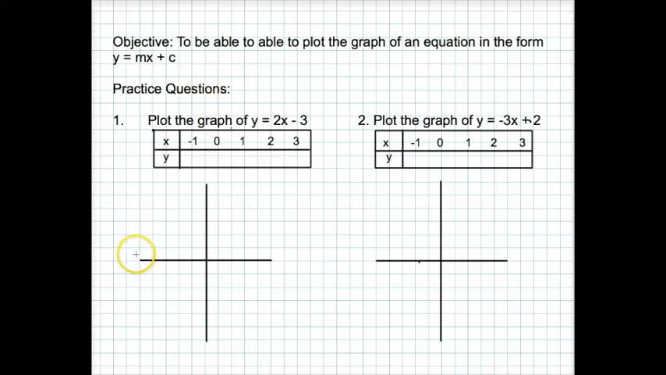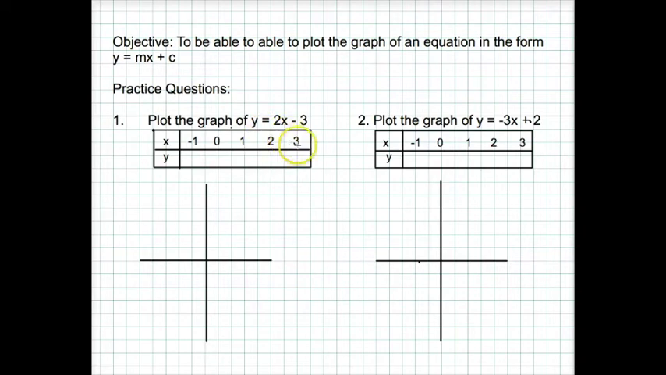Hi, welcome back. Let's now go through these model answers together. The first one here, we've got plot the graph of y equals 2x minus 3. Now I'm going to use a table of values to do this. I've set out my table of values here with x going from -1 to 3, and I'm going to use this to substitute the x values into the equation to generate my y values.